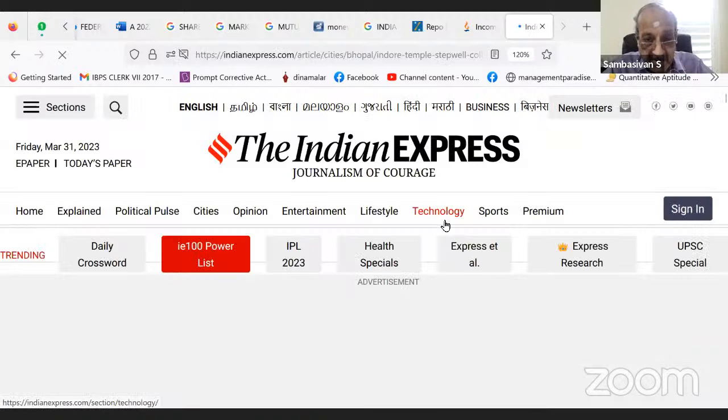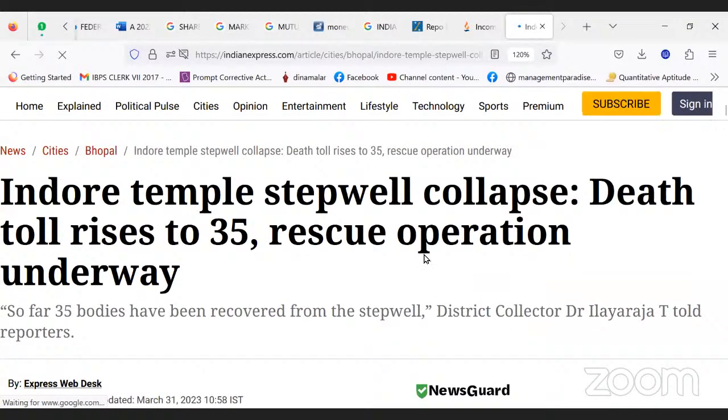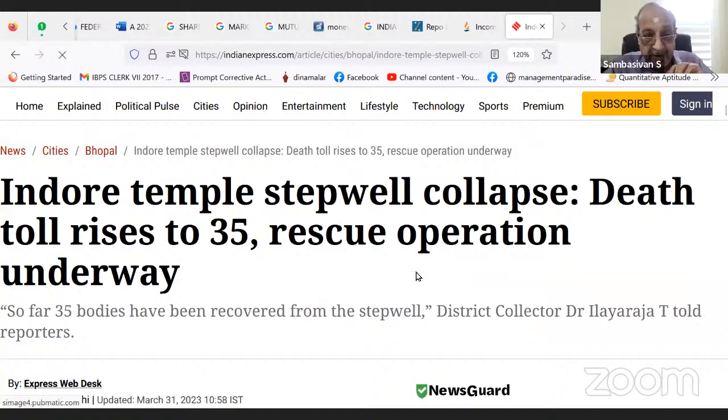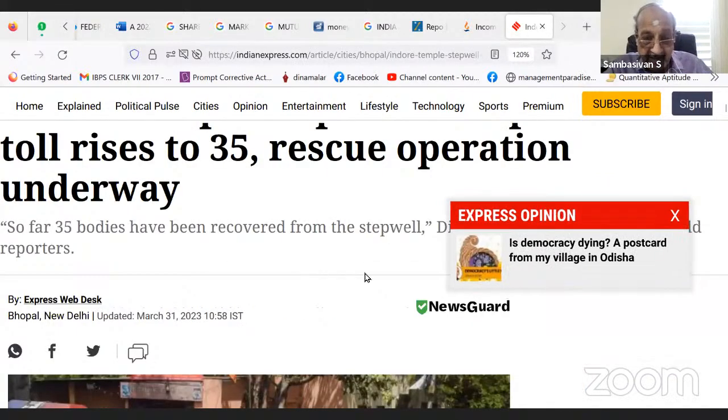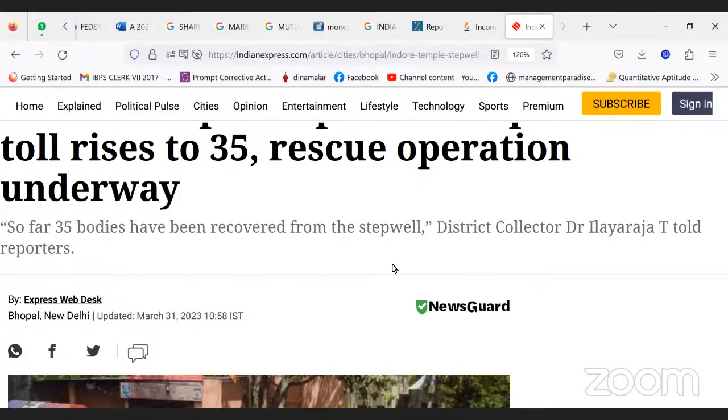I am showing the Indian Express reporter. At Indore, 35 dead in the temple step well collapse. The death toll rises to 35. Rescue operation underway. So far, 35 bodies have been recovered from the step well. At present, it is 36, sir, and 14 are rescued.